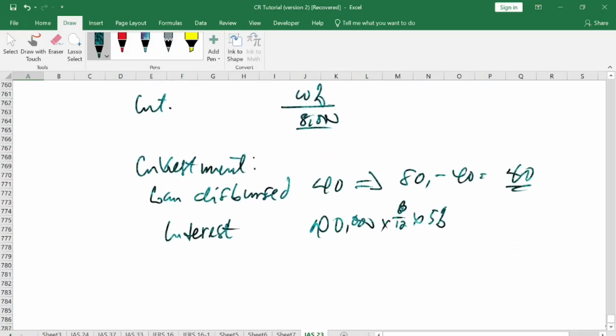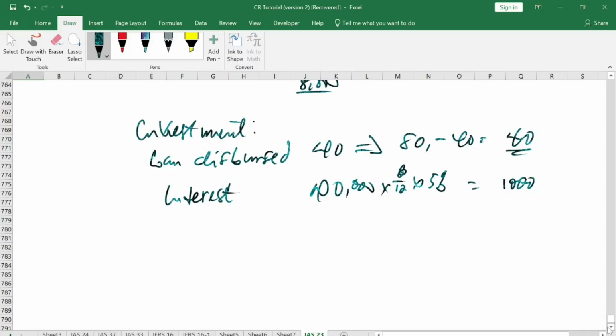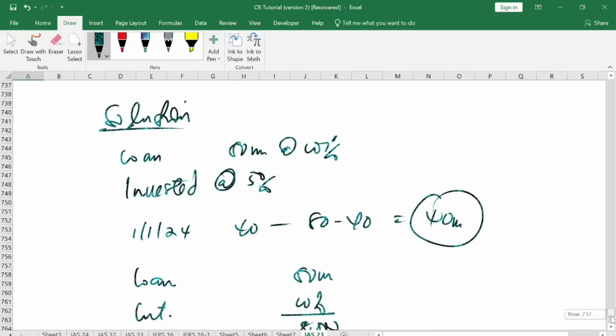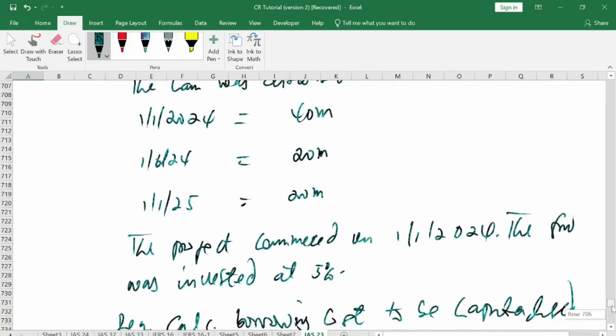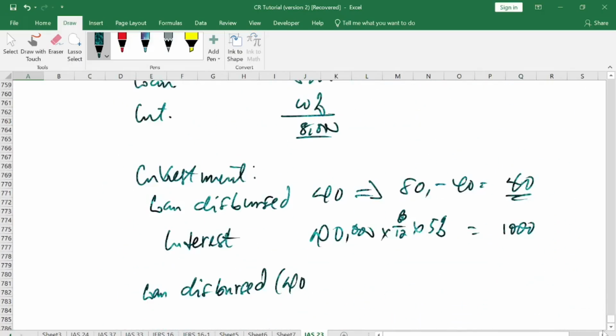What do I have here? So the interest is how much? Interest of 1,000. Okay. Now let us look at the next interest. How much money is left? Remember, earlier we've already disbursed 40. Our next disbursement was in June. In June we disbursed 20. So you add 20 to this, and that gives us 60.